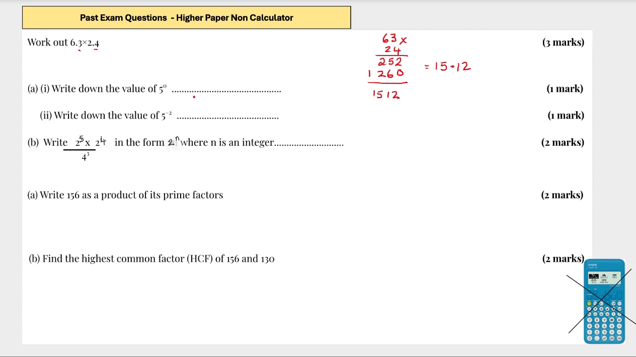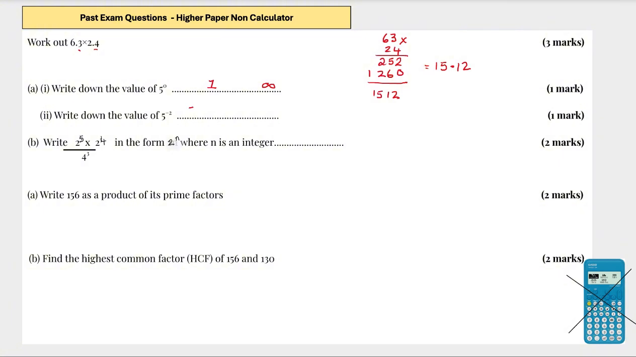The next one is simply 1 mark, and that's because you've just got to know your indices laws. 5 to the power of 0 is always going to be 1. So that means 4 to the power of 0 is going to be 1. 10 to the power of 0 is going to be 1. 25 to the power of 0 is 1. It just goes on and on and on. So you need to know that. That will come up. Write down the value of 5 to the power of -2.